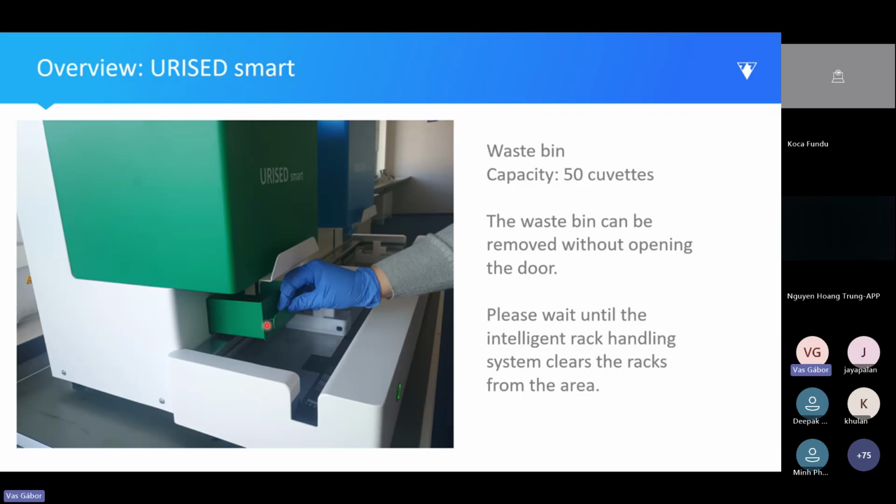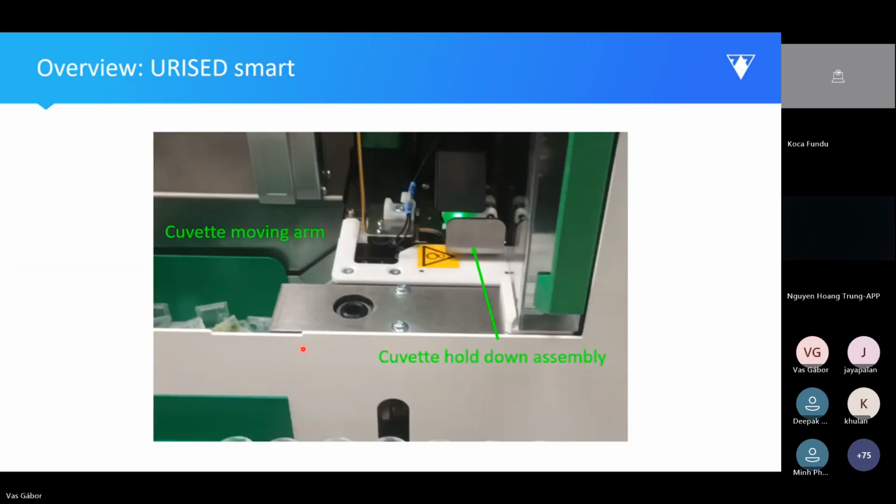And please wait until the intelligent track handling system clears the racks from the area, or you can remove the samples. These samples arrive here, so these samples are all measured. You don't need to worry about them. Just remove them, and then you can open the bin.